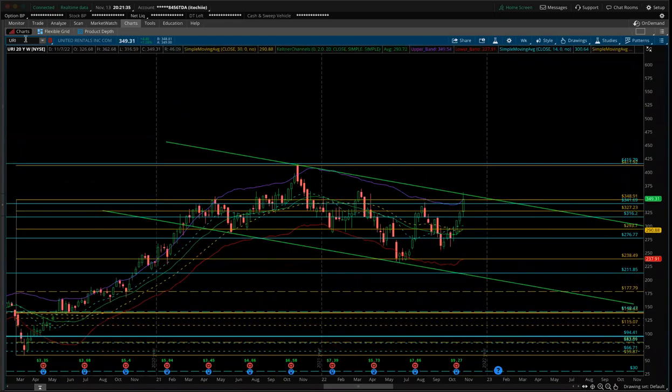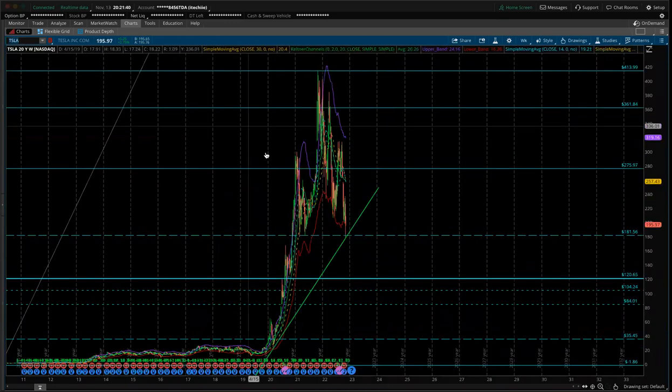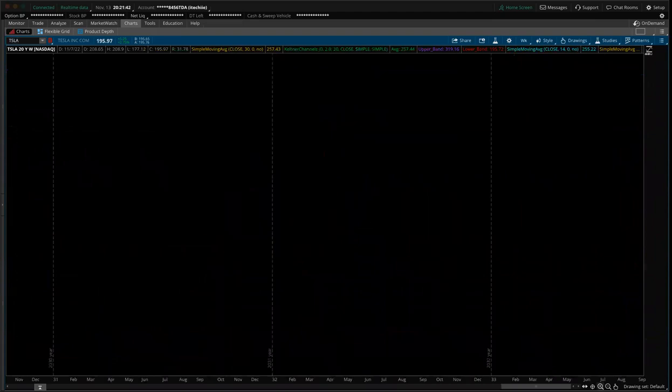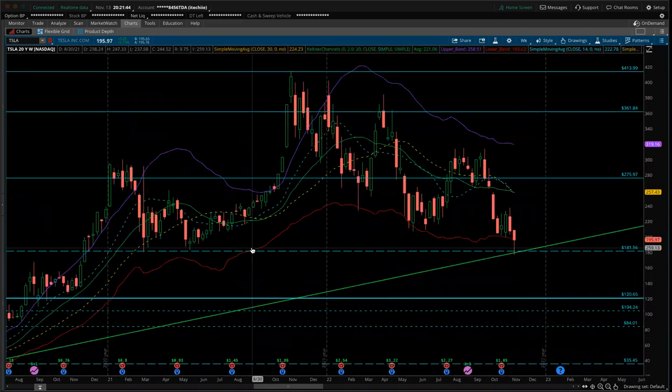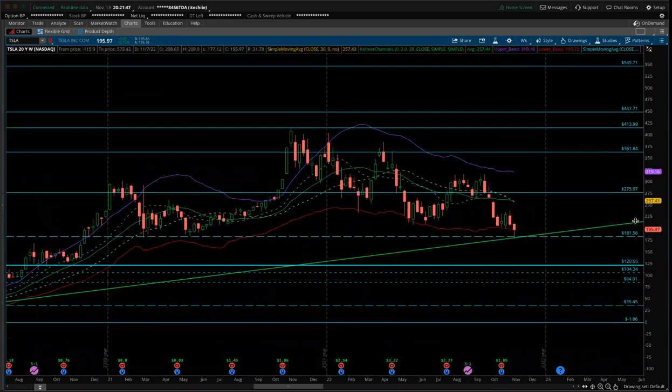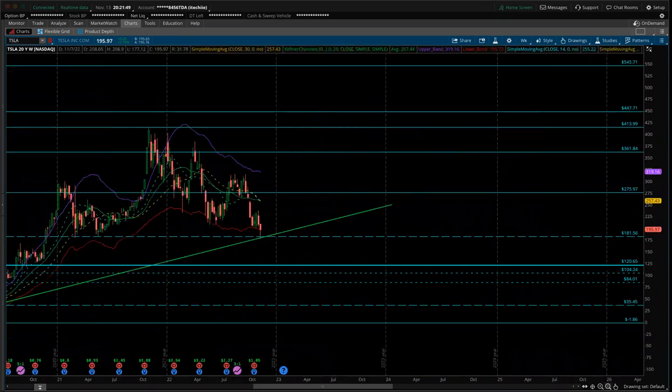So keep that in mind. Tesla. I hate Tesla. You guys know that. But we trade Tesla so well. That short that we did was beautiful. So here's why I'm liking this long.